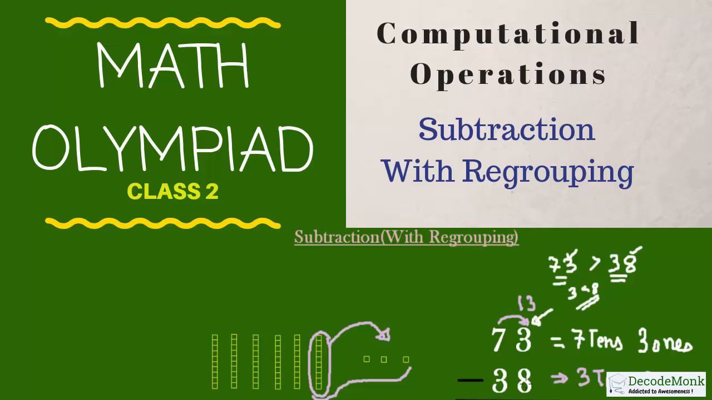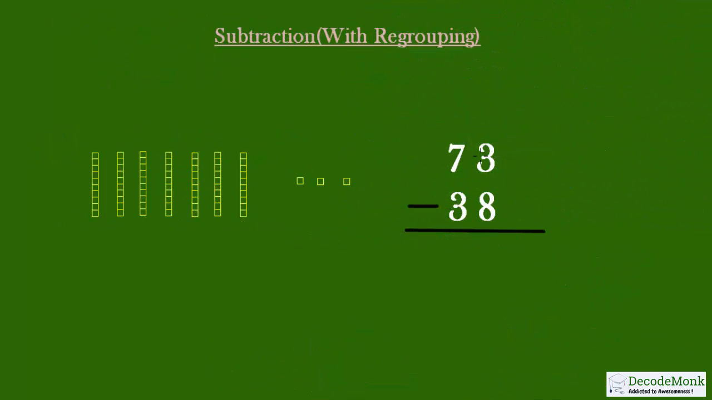We are given to subtract 38 from 73. As a whole you can see that 73 is greater than 38, so 38 can be subtracted from 73. But when we go by our normal procedure, subtracting by starting with the ones place, you can see that this 3 is less than 8. So how can we proceed towards subtracting problems like this?